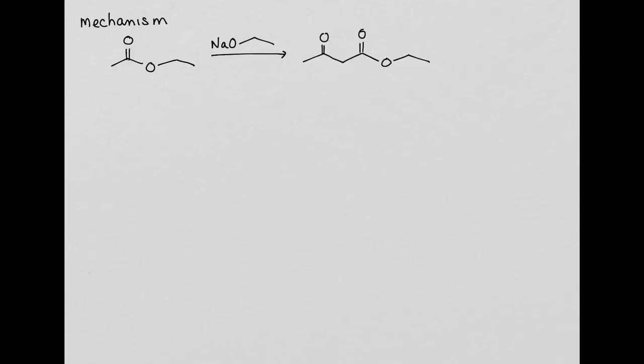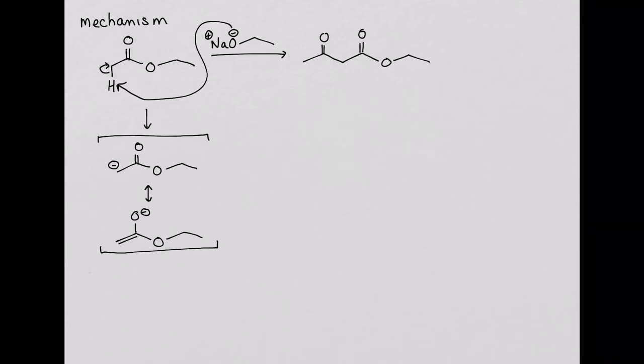Let's consider the reaction of this ester. If this ester is treated with base, we will get the following product: a beta-keto ester. The first couple steps of the Claisen condensation mechanism look very much like the first couple steps for the aldol condensation. In the first step, the base deprotonates at the alpha position to the ester carbonyl. This produces the enolate, which is resonance stabilized.